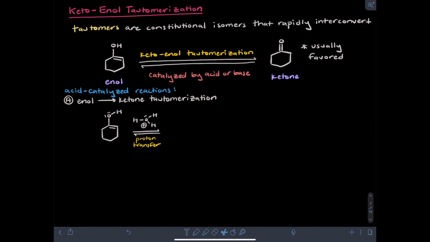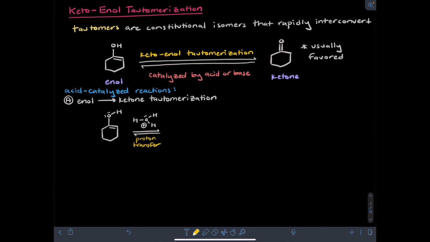The first step of the mechanism is a proton transfer. The alkene of this molecule will act as the base in this step, and H3O+ will be the acid, because I specified that we're looking at the acid-catalyzed conditions.